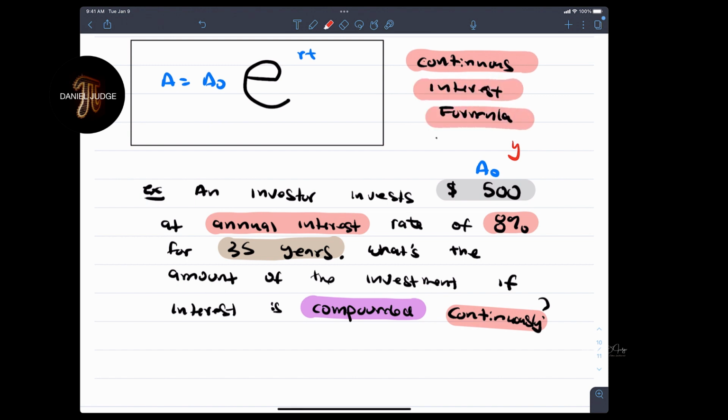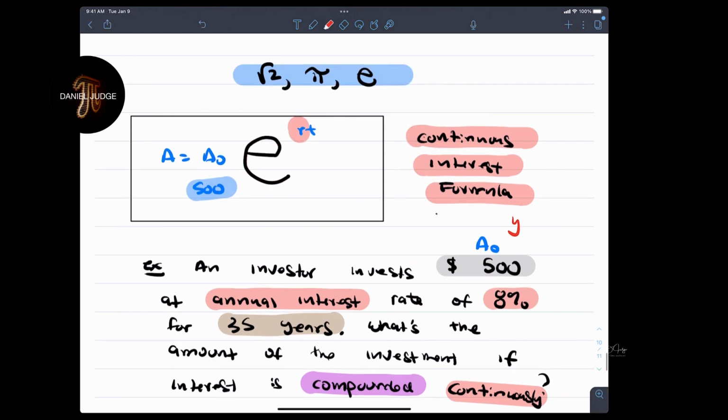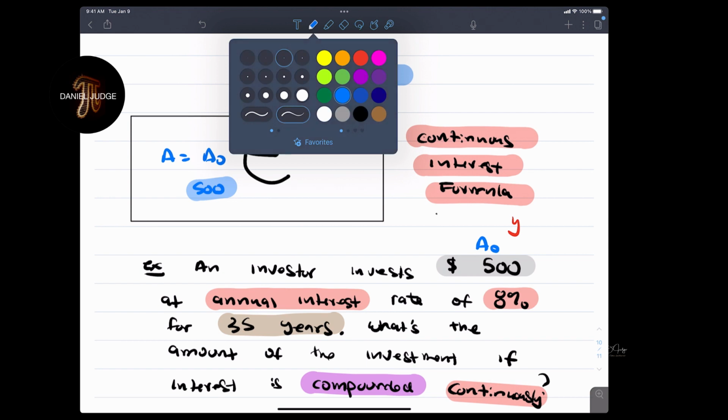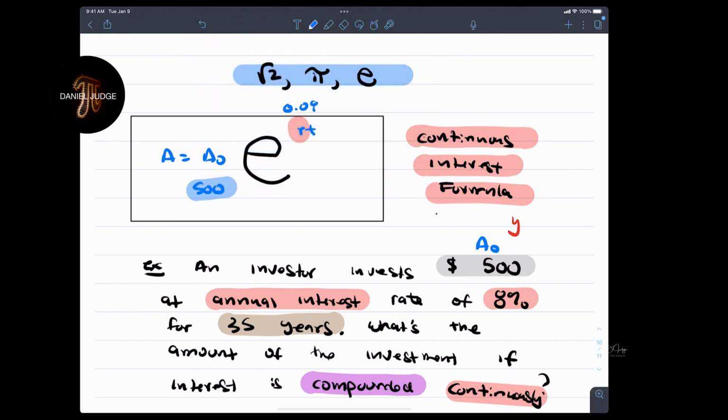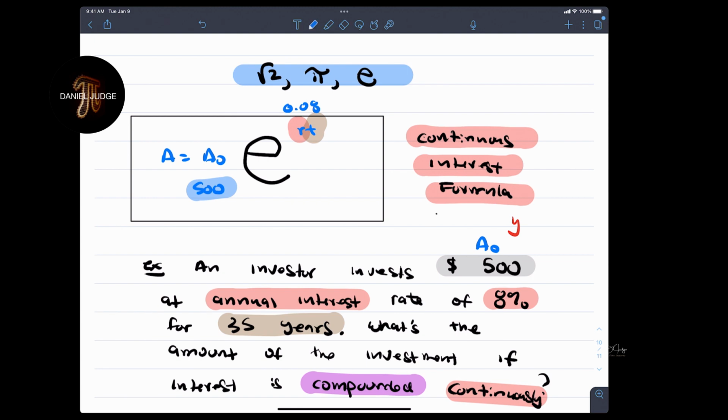So again, the initial amount in this problem is $500. That doesn't change. That's right here. Start with your 500. The interest rate is 8%, like we were looking at. So that will be 0.08. The time, I don't remember what color we did for time, but our time was 35 years. Oh, I guess it was gold. So this is 35, ladies and gentlemen.